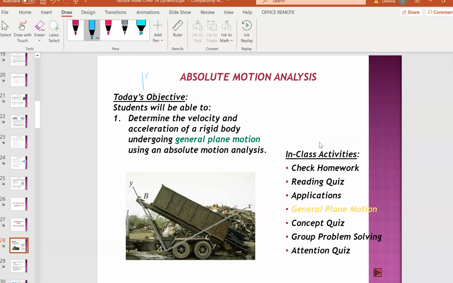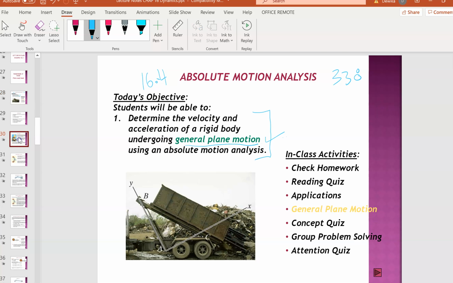We are at chapter 16.4 from the textbook, page 338. It's absolute motion analysis. At the end of the class, students should be able to determine the velocity and acceleration of a rigid body undergoing several plane motions. So this is where the key is. You have a few combinations of motions, and you get them all connected with one equation. That is the objective of this lesson.